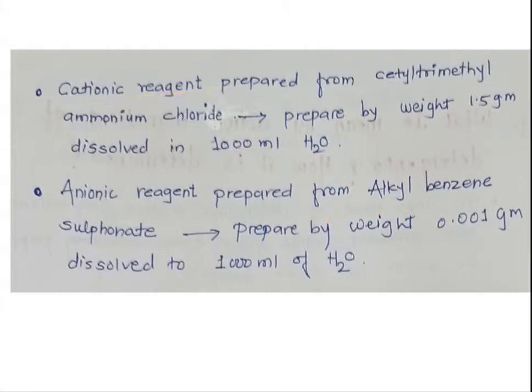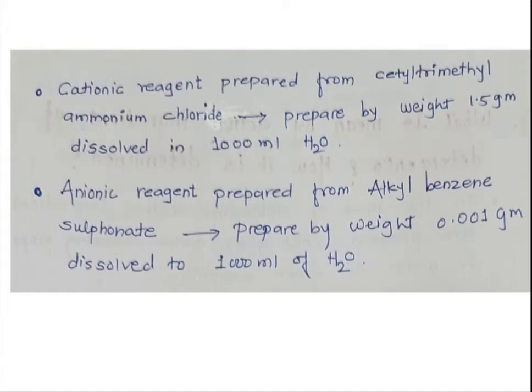So the cationic reagent is prepared from cetyl trimethyl ammonium chloride. You have to weigh 1.5 gram of cetyl trimethyl ammonium chloride and dissolve it in 100 ml water initially, and after complete dissolution you have to dilute it to 1 liter. Then the anionic reagent can be prepared from alkyl benzene sulfonate. Initially we have to weigh 0.01 gram of alkyl benzene sulfonate, dissolve it in 100 ml of water and then dilute it to 1 liter. So this will be the anionic reagent.